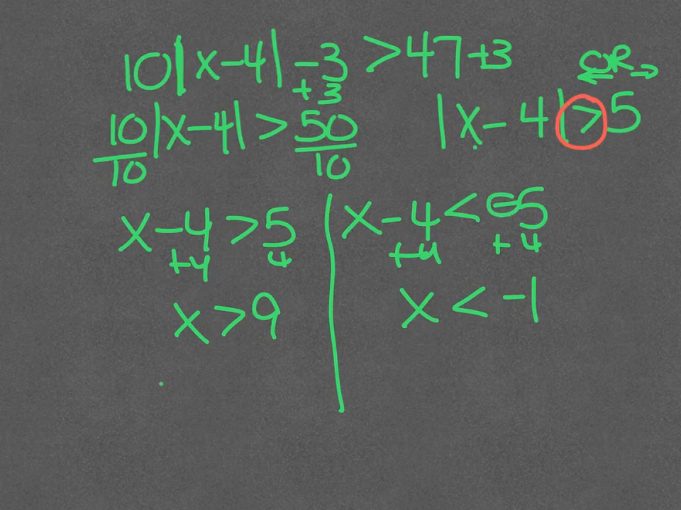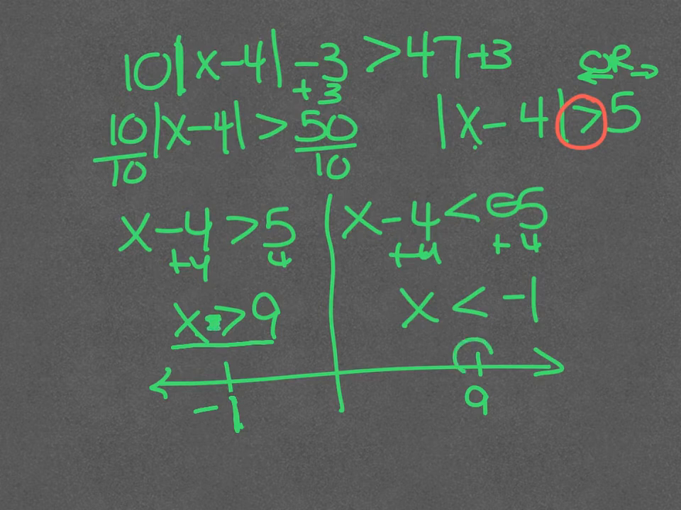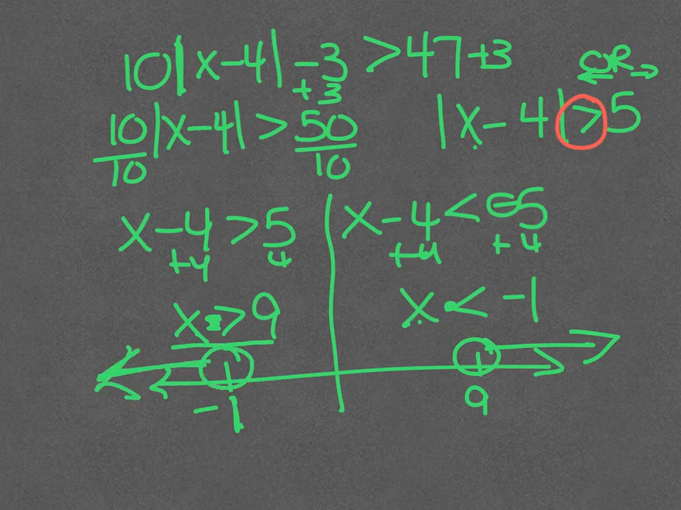Okay, so on a number line, losing my voice. We've got negative 1, and we've got 9. All right, this says that all my solutions are bigger than, because this is a big n here, bigger than, open circle, 9. And this says all my solutions, small n, are smaller than negative 1, open circle, this way.